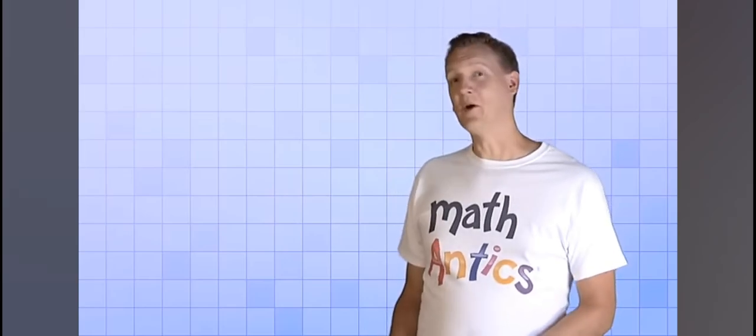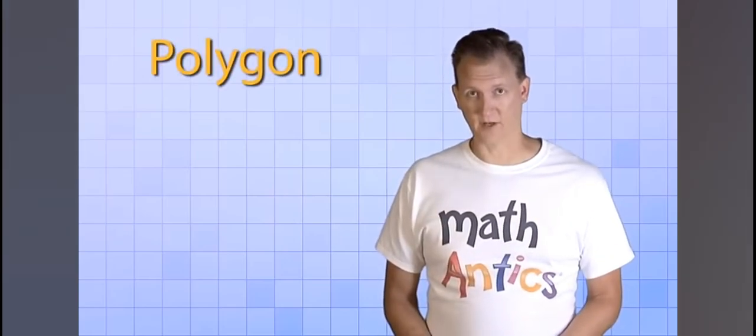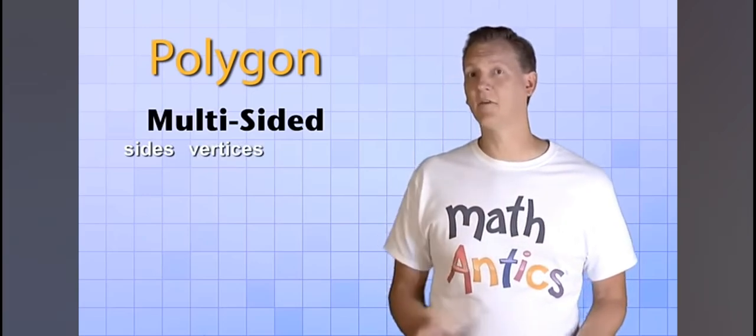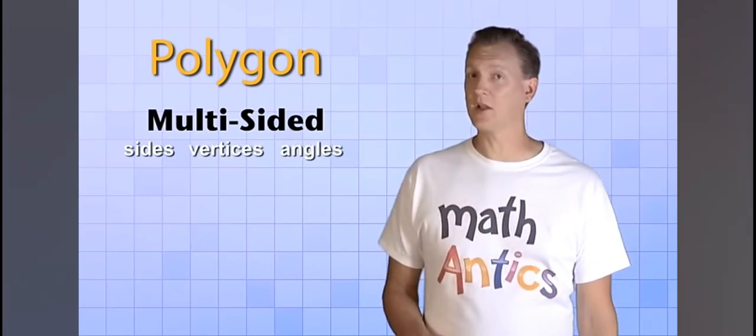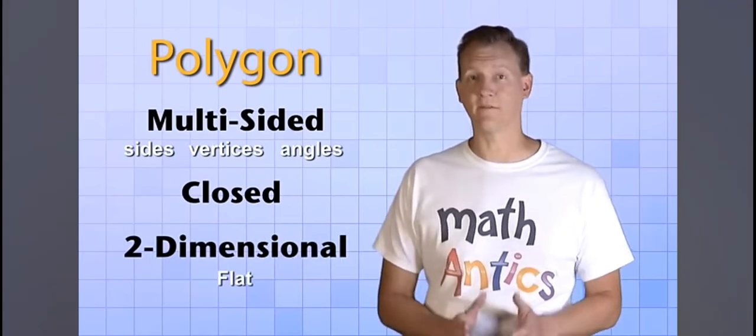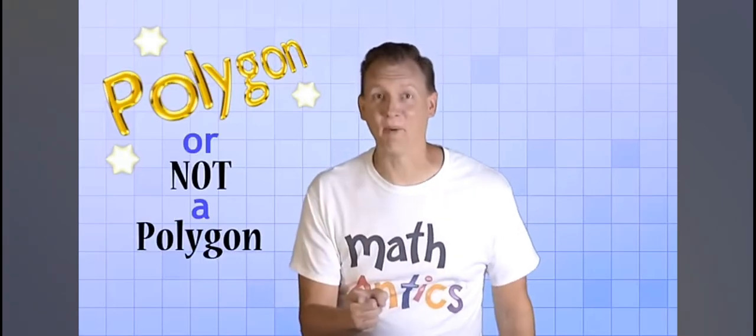Alright then, we now have a specific definition of a polygon. A polygon is a multi-sided shape that has sides, vertices, and angles. A polygon is a closed shape, and a polygon is a two-dimensional or a flat shape. And now that you know that, it's time to play Polygon or Not a Polygon.